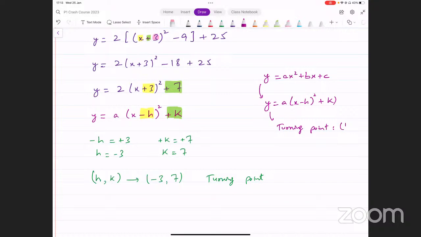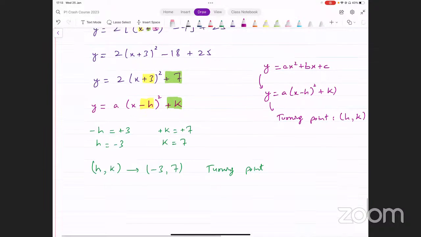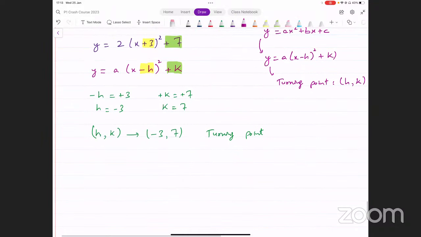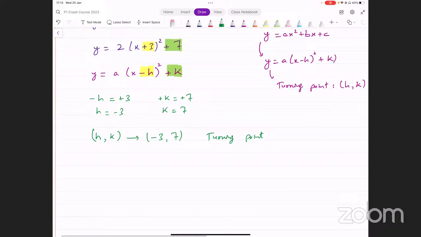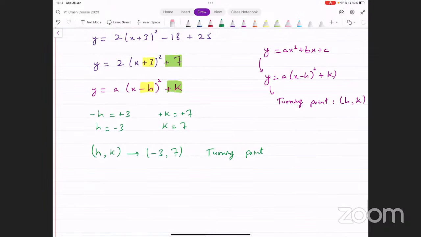Turning point is h and k. Now, one way to remember what the turning point is going to be: once you found this form, all you have to do is, whatever is the number inside the bracket, you're going to flip its sign. It's plus 3 right now. You're going to change the sign. It becomes minus 3. That's the x coordinate. You just flip the sign of this number.